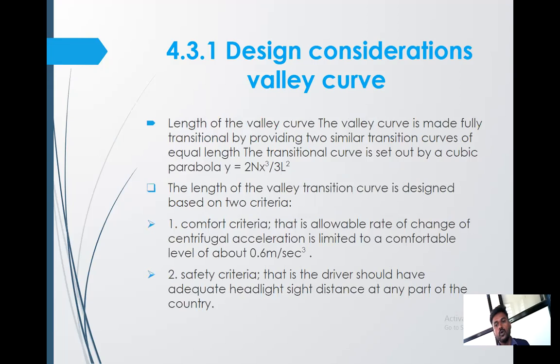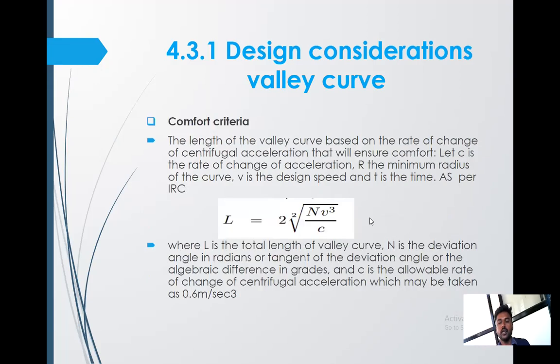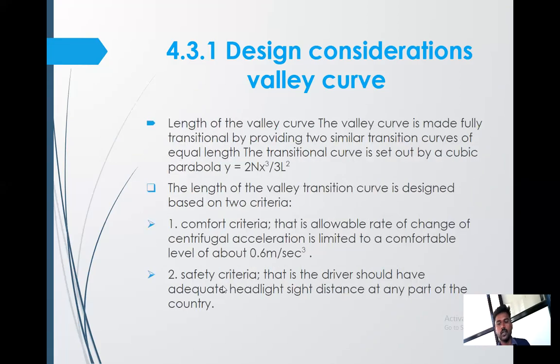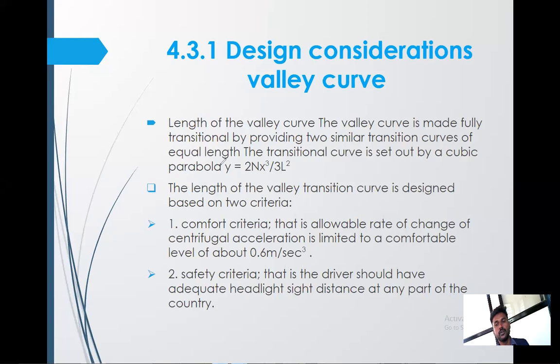So how to calculate the length of the curve? It is based on two conditions. The first one is the comfort criteria, and the second one is the safety criteria, as we have seen now. And the equation of parabola, we have seen in the summit curve as well. Here for the valley curves, the equation of the parabola is y equals N x cube divided by 3L square. This is the equation of parabola for valley curve. And we have to go for the two criteria in this curve: first the comfort criteria, second the safety criteria.